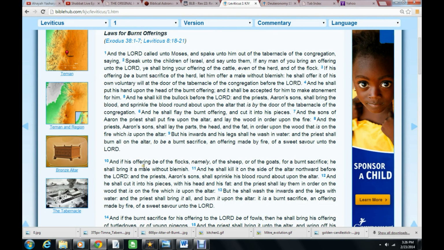So, and the priest Aaron's son shall lay the parts in the head and the fat in order upon the wood that is on the fire, which is upon the altar. But his inwards and his legs shall he wash in water. And the priest shall burn all on the altar, to be a burnt sacrifice, an offering made by fire, of a sweet savour unto the Most High.